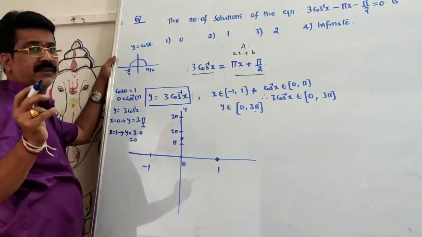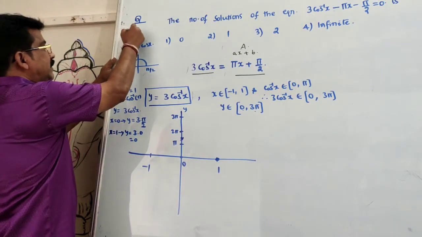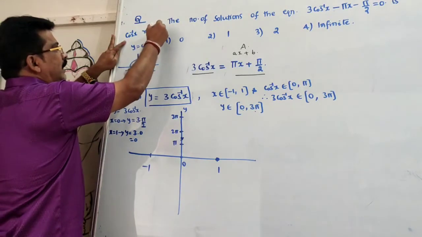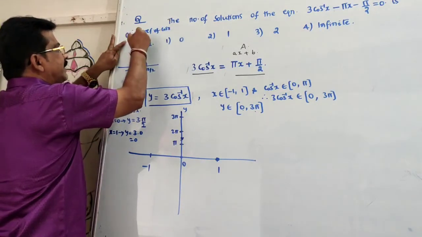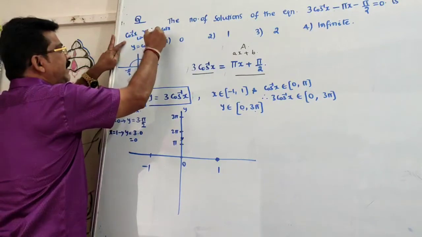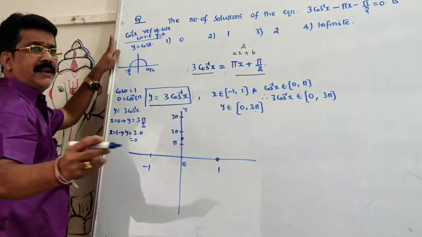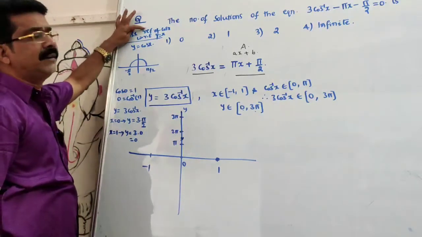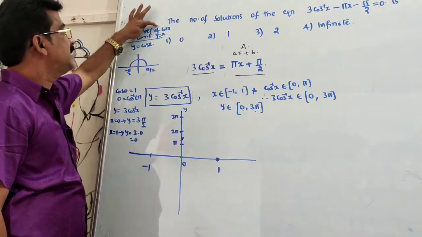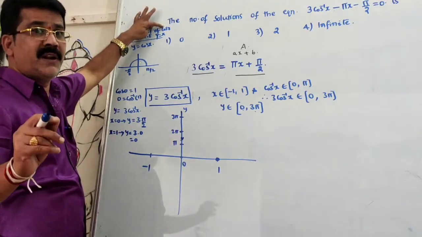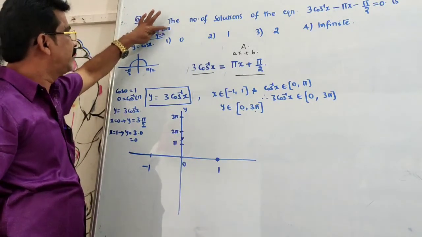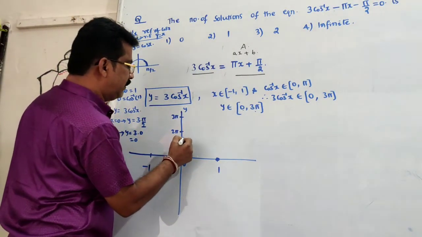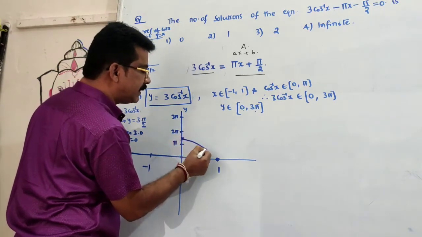Already in the introduction class, what I said: cos inverse x is the reflection of cos x with respect to the line y equals x. Once again, I wish to recall, the cos inverse x graph is the reflection of the cos x graph. Where is the mirror? y equals x. So this part will be like that, and the curve will become like that.